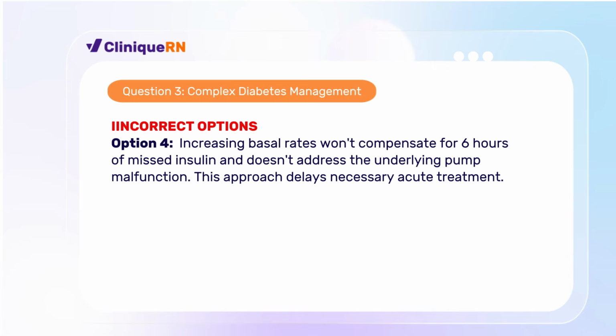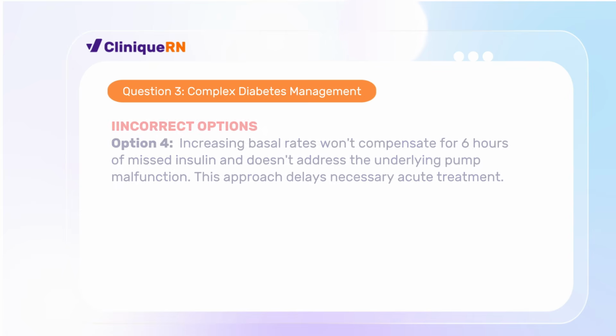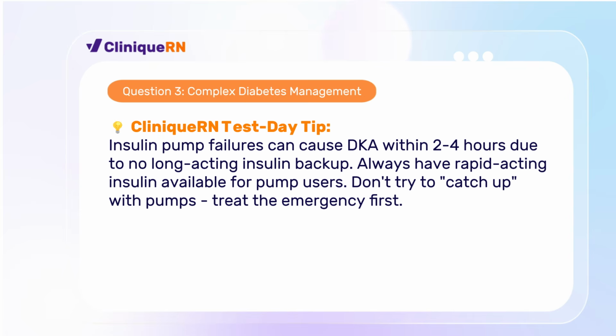Option 4. Increasing basal rates won't compensate for 6 hours of missed insulin and doesn't address the underlying pump malfunction. This approach delays necessary acute treatment. Clinique RN Test Day Tip: insulin pump failures can cause DKA within 2 to 4 hours due to no long-acting insulin backup. Always have rapid-acting insulin available for pump users. Don't try to catch up with pumps.